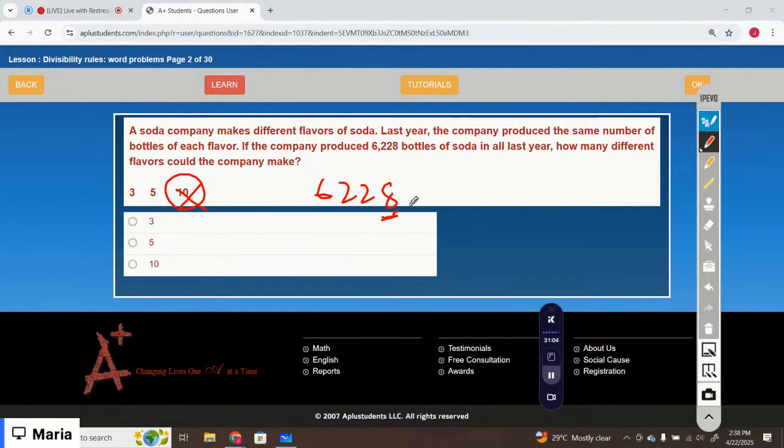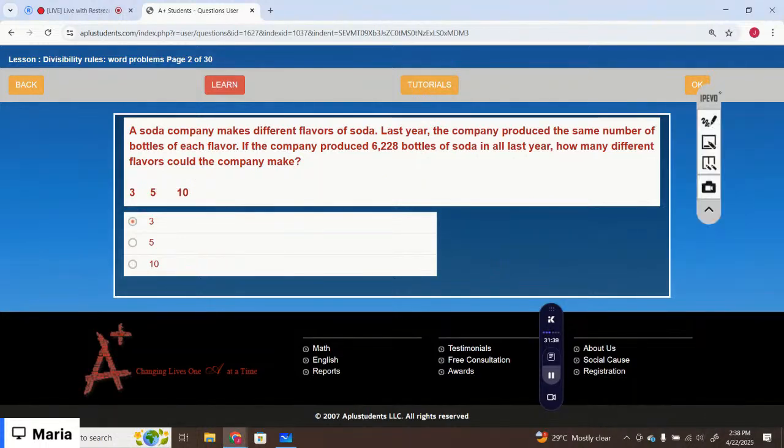See if 6,228 is divisible by 5. No, that is not because the divisibility rule for 5 is that the ones digit must be 0 or 5. So that isn't. And that may be, if that then for sure that is divisible by 3. You can apply the divisibility rule for 3: 6, 2, 2, 8, 18. 18 is divisible by 3. Yes, it is. So 6,228 is divisible by 3. Option number 1 is the correct option, 3.